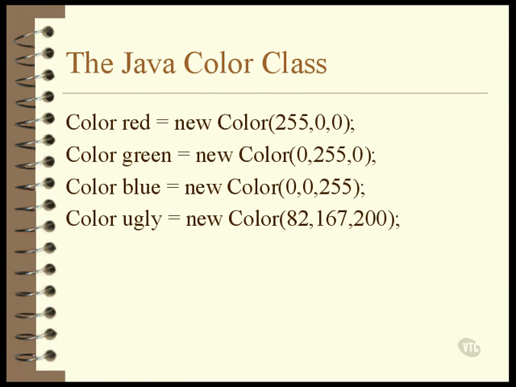You can mix three primary colors to make any color you'd like. Each of the three primary color values can be set between 0 and 255. In this example, red is set to 82, green 167, and blue is 200. The three colors are mixed together at these relative intensities to produce a custom color.